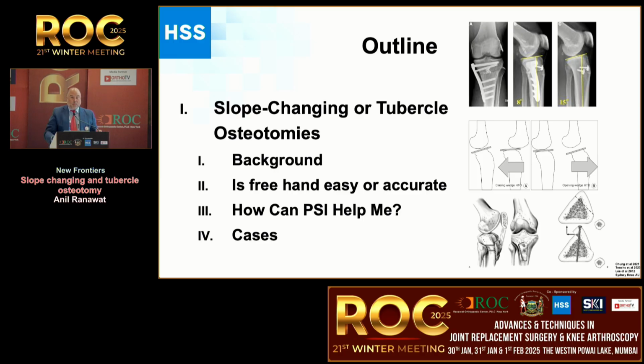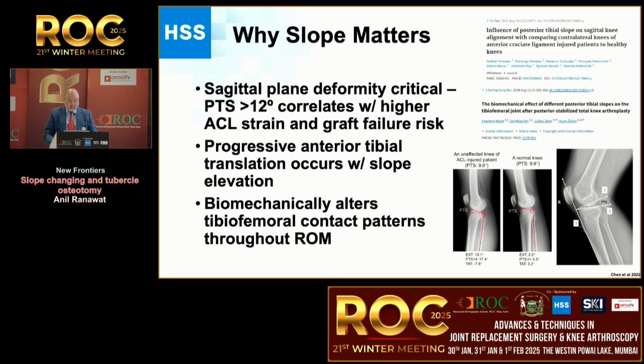So what's the next frontier of osteotomy, right? First was the coronal plane. Now sagittal plane. Then we're going to deal with tubercle. And then we're going to deal with version, with REC. And that's really how this procedure is really going.